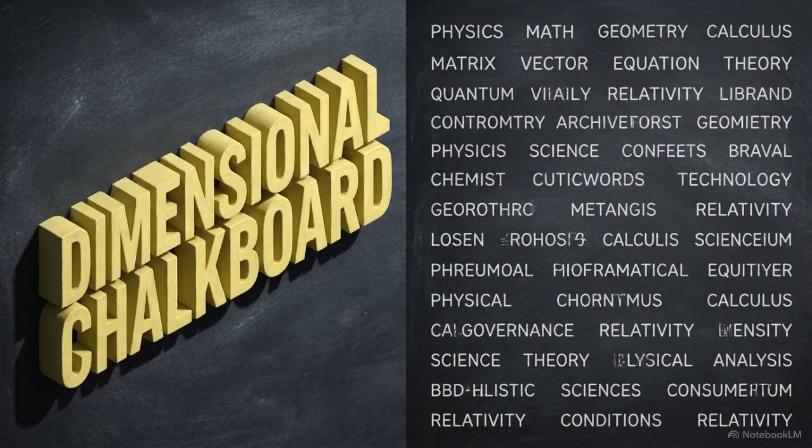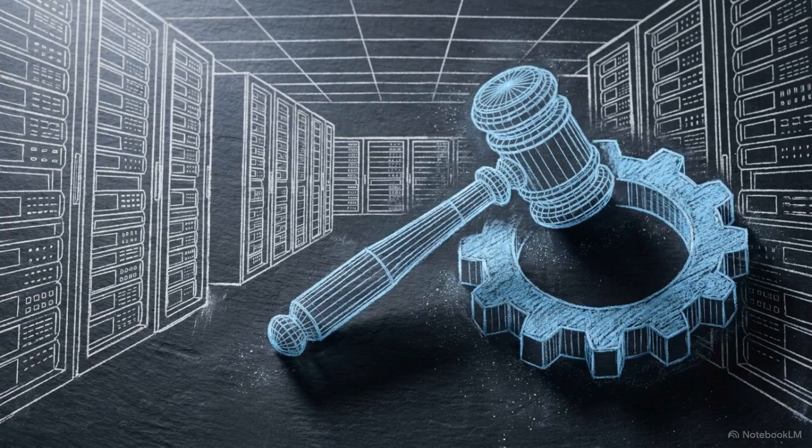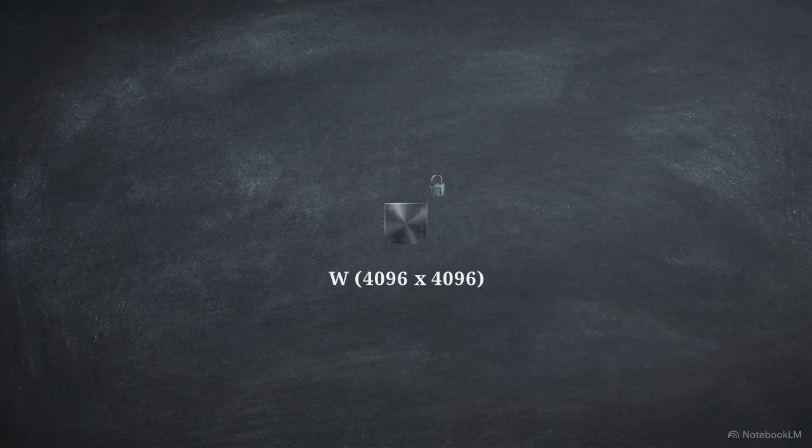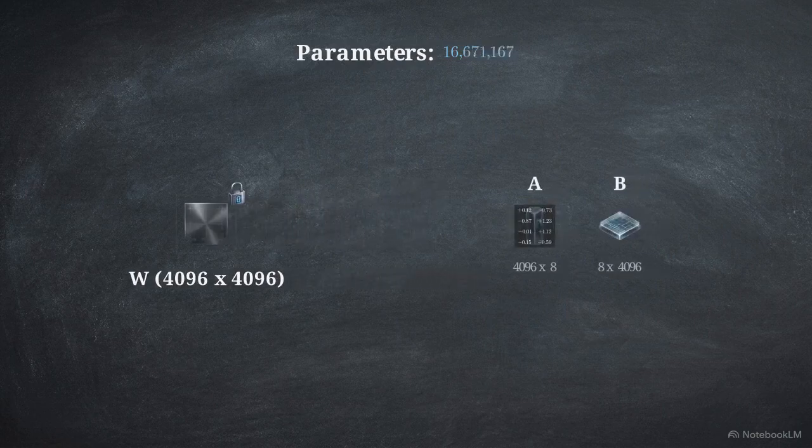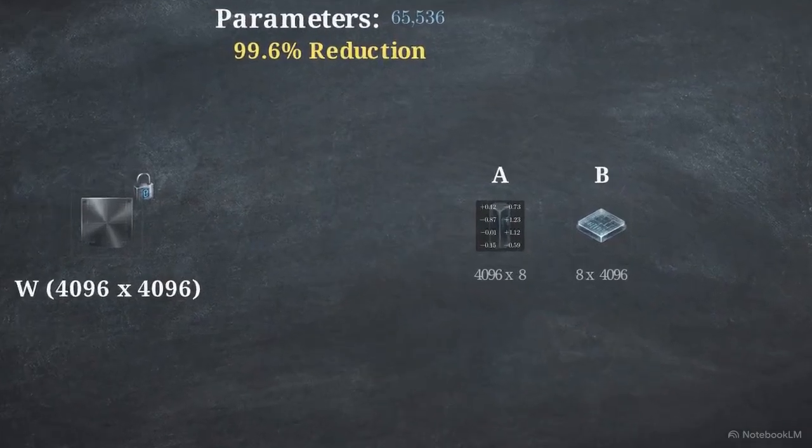Specializing a massive model for a specific field, like law or engineering, usually requires updating billions of individual weights, an expensive and time-consuming process. Low-rank adaptation, or LoRA, uses a mathematical shortcut. Instead of updating the massive base matrix, we freeze it and introduce two much smaller matrices, A and B. Training only these small matrices reduces the total number of parameters that need to be updated by over 99%.